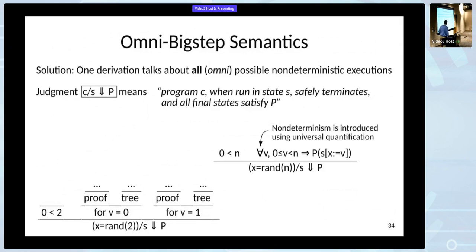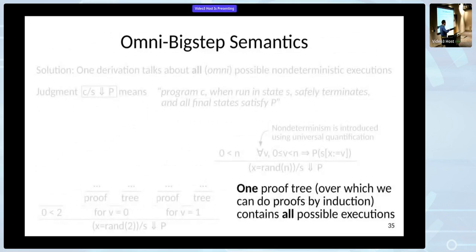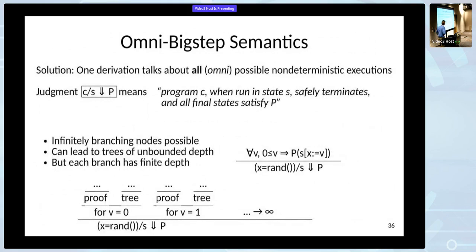If you think of this for all as unfolding it on top of this hypothesis line, you can think of this as a proof tree that gets more branches here. And I just have to repeat one more time because that's the important thing: one proof tree over which we can do proofs by induction contains all possible executions. And especially for induction, this is really cool. So now if you have no bound on the random number, and you would say this is specified as returning an arbitrary size integer, then you can actually get infinitely branching proof trees.